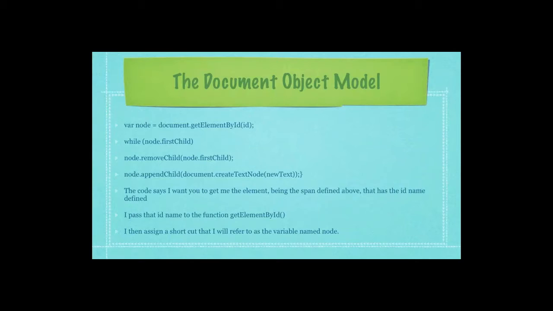The first line of code, which starts with var node, says I want you to get me the element, being the span that I just showed you previously, defined above, that has the ID name. I pass that ID name to the function getElementById. I then assign a shortcut that I will refer to as the variable named node. And that's basically what goes into that first line of code.